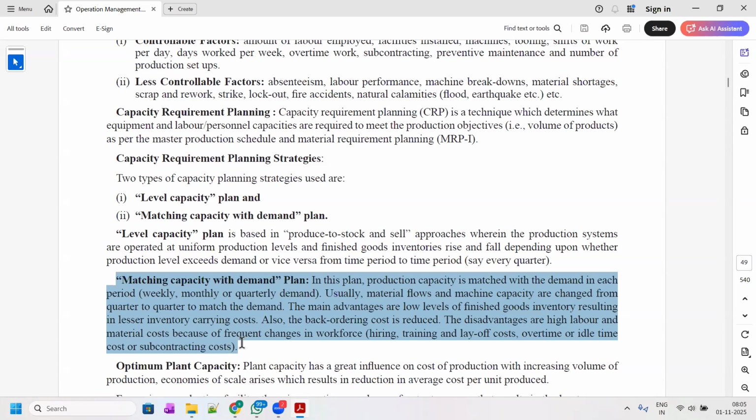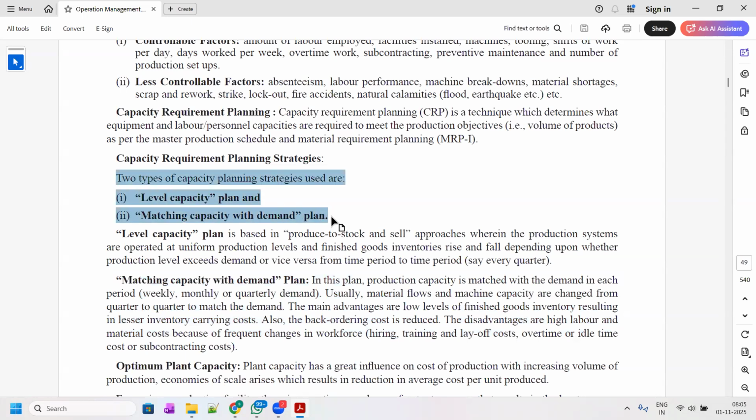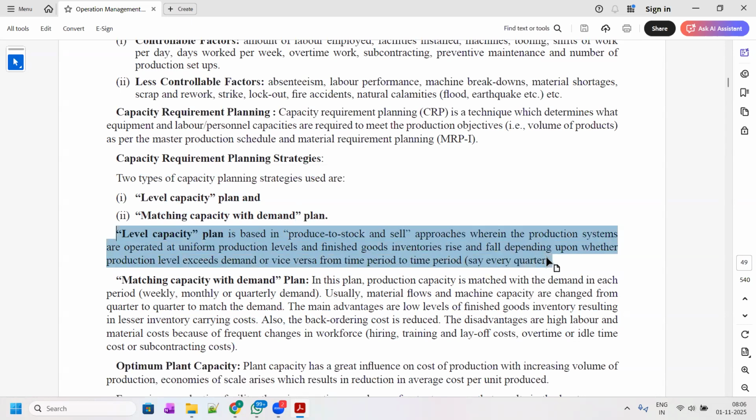Okay, I'll just mention these capacity requirement planning strategies again. Basically, we have two kinds of strategies. One is based on level capacity planning. The other one is matching capacity with the demand plan. So when we are talking about level capacity plan, it is basically based on a produce to stock and sell approach. Basic level capacity plan is based on this mechanism, which means produce to stock.